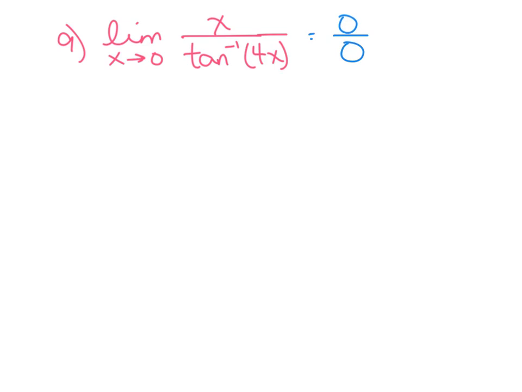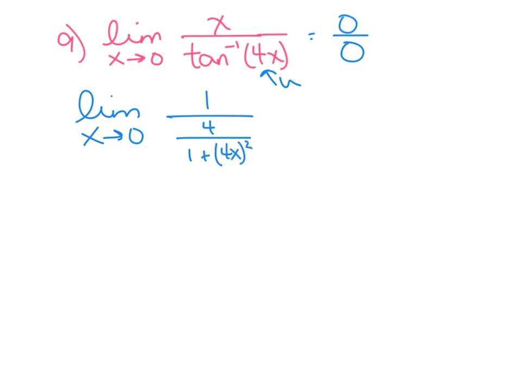All right, so that means that I'm going to have to use L'Hopital's rule, and it's the limit as x is approaching 0. Derivative of x is 1. Okay, derivative of the inverse tan of 4x. So from last video, we know that the derivative of inverse tan is du over 1 plus u squared. So du here would be, if this is my u, okay, du would be 4 over 1 plus 4x squared.